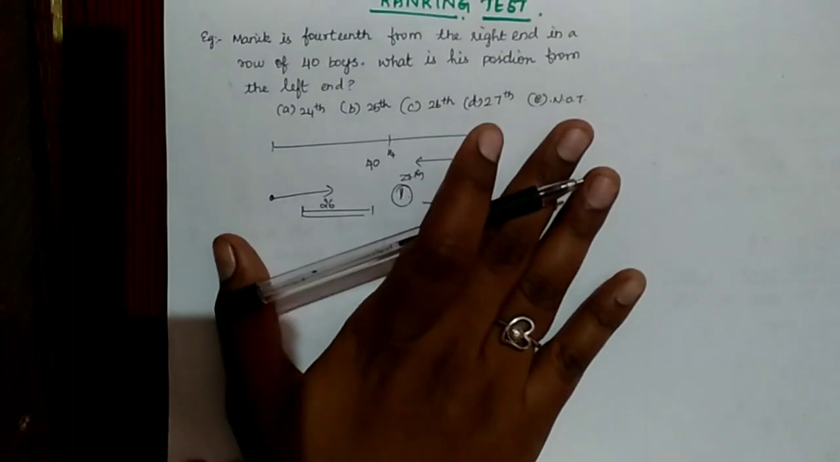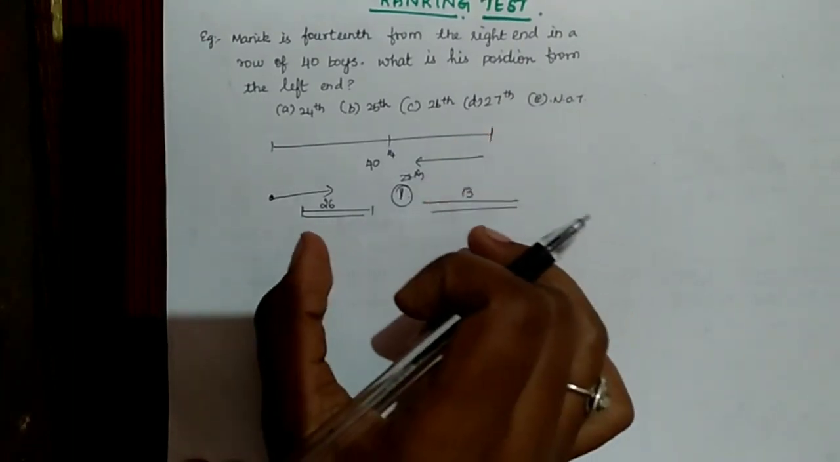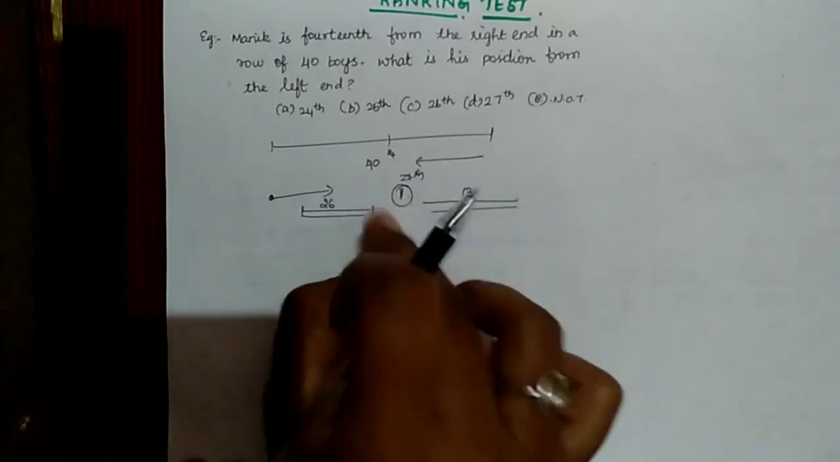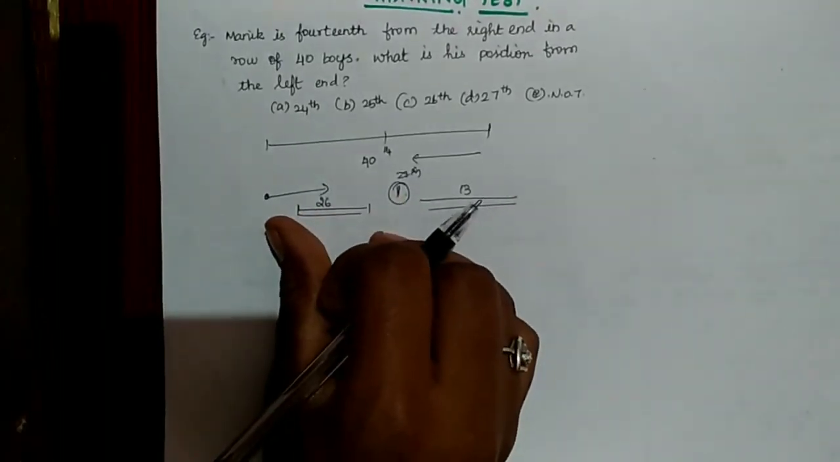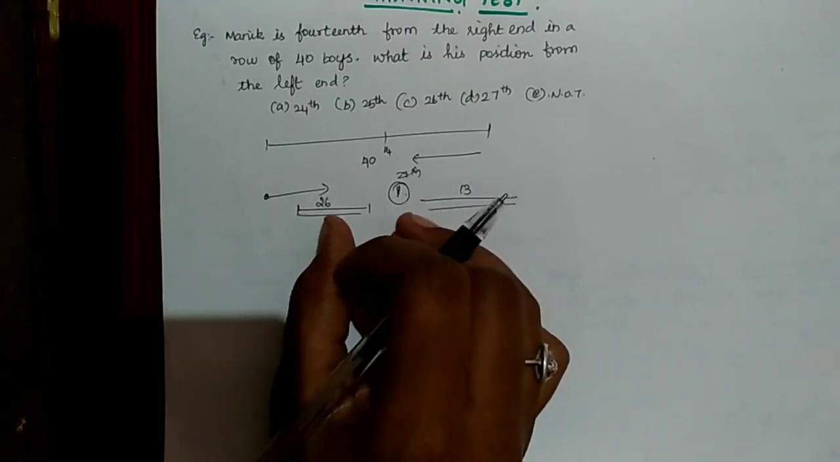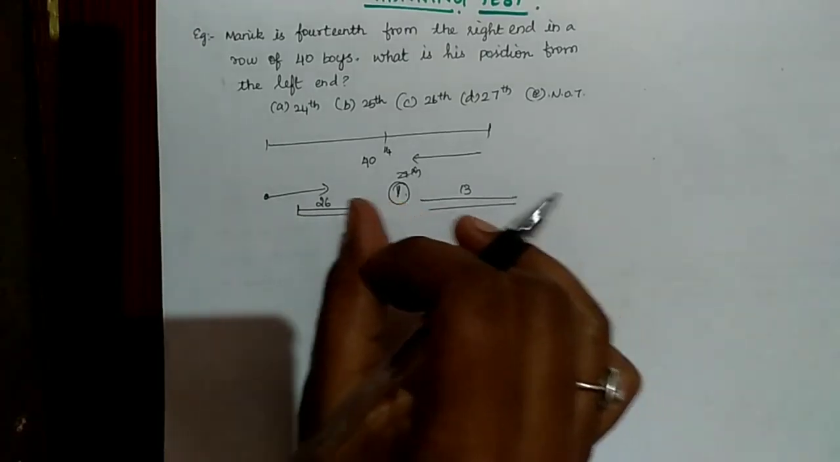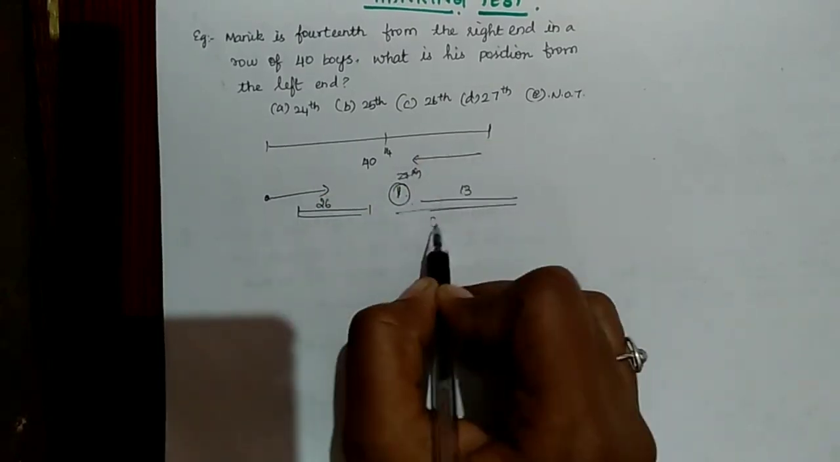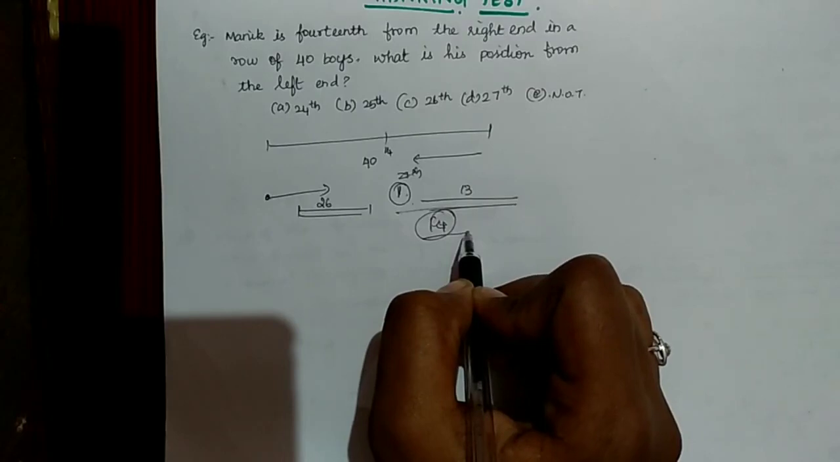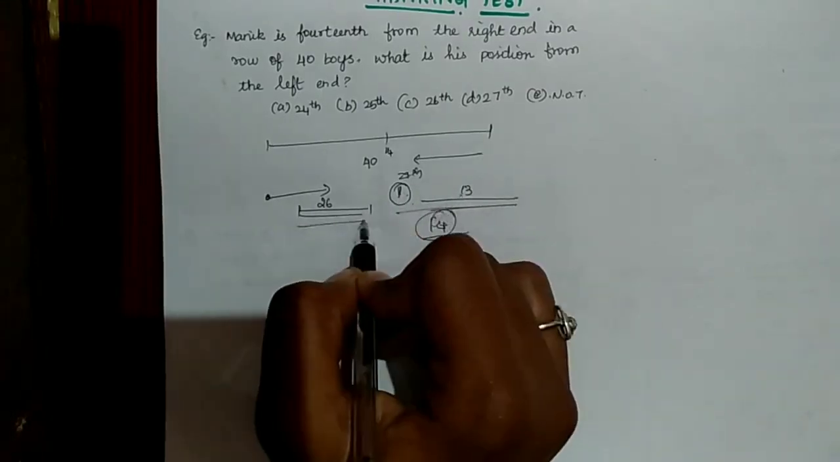This is very simple, and some may get confused, since Manish is 14th rank, and they will add him to this 26 and tell the rank of Manish as 26. No, the rank of Manish is 27, because we have already added Manish to this 14. So we should not add Manish again to this 26.